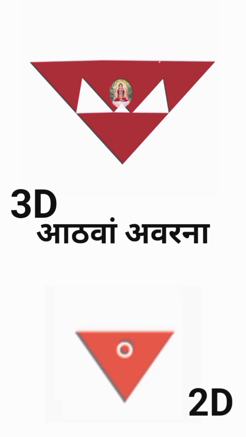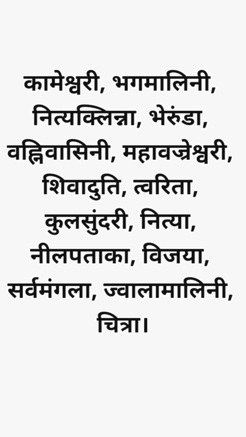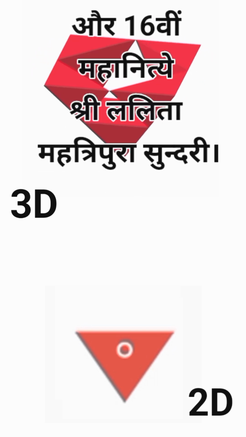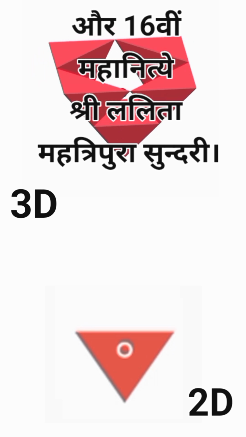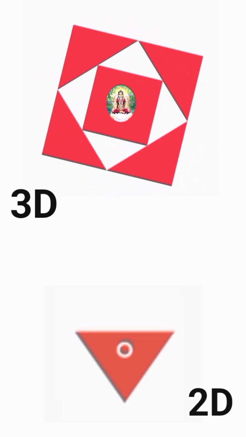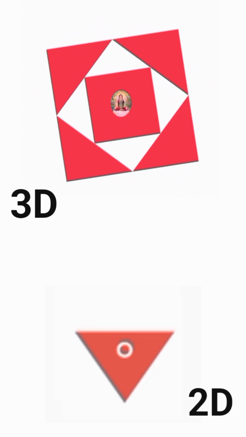The Bindu is surrounded by 15 Anga Devis called Nitya Devis, and they are Kameshwari, Bhagmalini, Nityaklina, Bhairunda, Vahanivasini, Mahavajreshwari, Shivaduti, Twarita, Kulasundari, Nitya, Neelapataka, Vijaya, Sarvamangala, Jwala Malini, and Chitra. And the 16th Mahanitya is Sri Lalita Maha Tripura Sundari. So these 5 pyramids in the three-dimensional pyramidal form of Sri Yantra of the 8th Avarana represent 15 Nitya Devis.